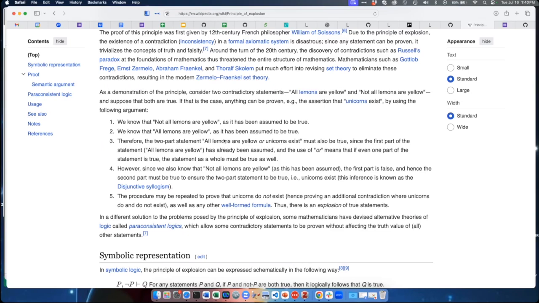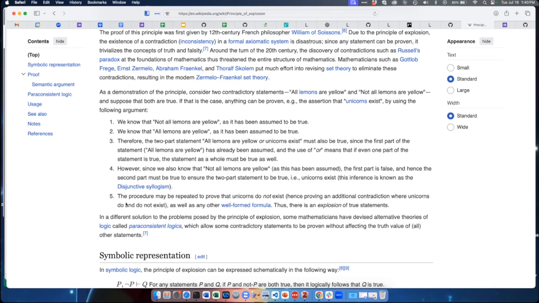So now I can carry on. I'm going to use this thing that I just proved: all lemons are yellow or unicorns exist. That is a statement that I can use in conjunction with not all lemons are yellow to prove the second part of it, unicorns exist, because I know the or statement is true.